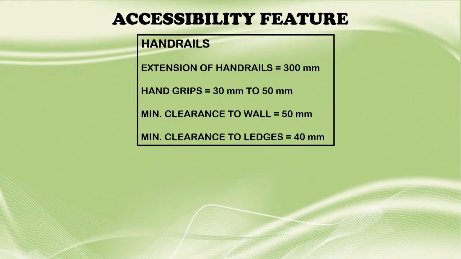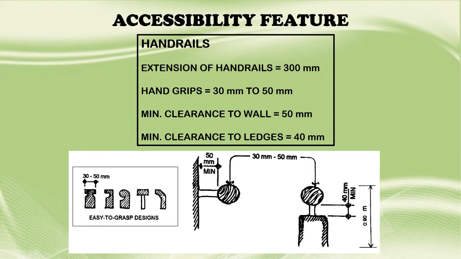Extension of handrails, 300 mm, provided at the start and end of ramps and stairs. Hand grips, 30 mm to 50 mm. Minimum clearance to wall, 50 mm. Minimum clearance to ledges, 40 mm.